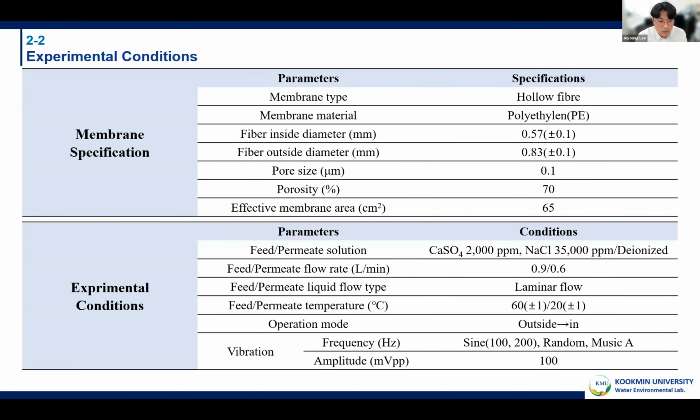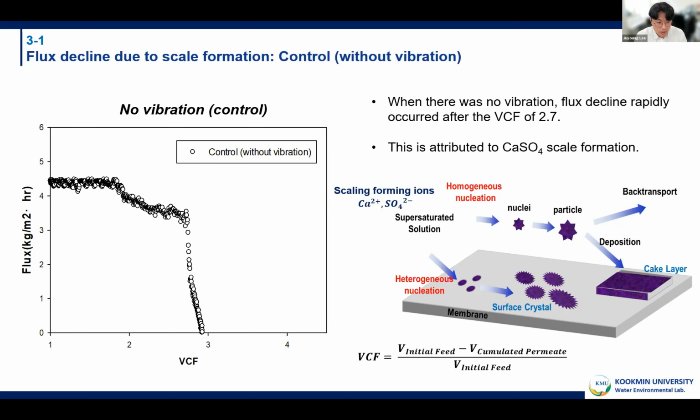This slide shows the changes in flux with VCF during the DCMD operation. This is the control experiment, so there was no vibration applied to the membrane module. As expected, the flux was reduced due to scale formation. The flux gradually decreased with time and then rapidly dropped after the VCF of 2.7. This may be attributed to the formation of calcium sulfate crystals after a certain induction period. The mechanisms are schematically shown in this picture.